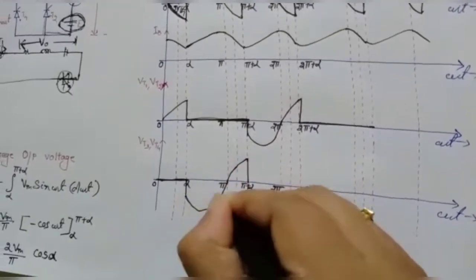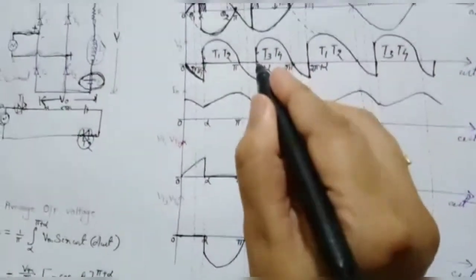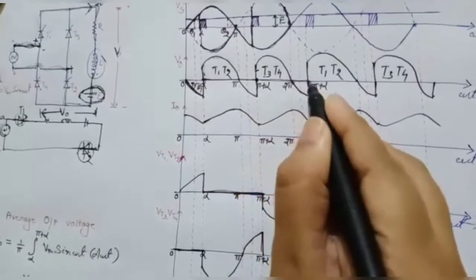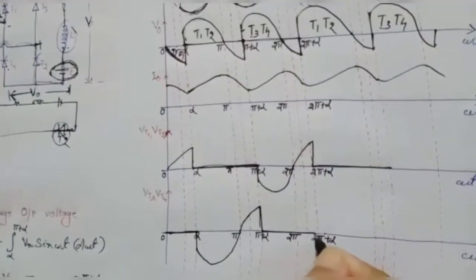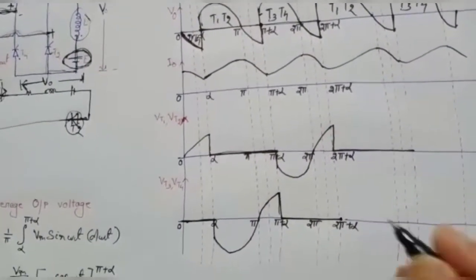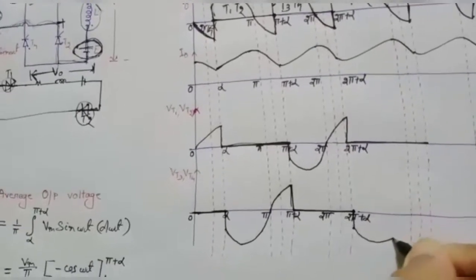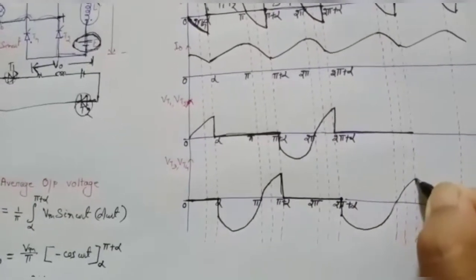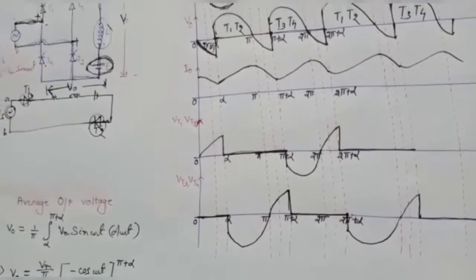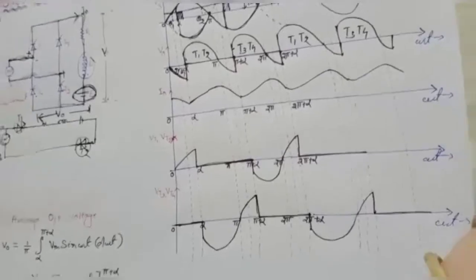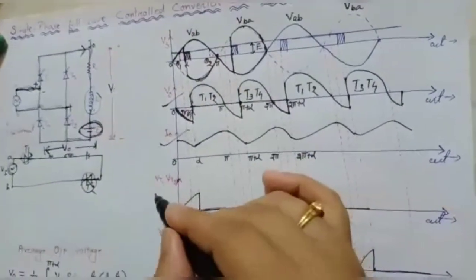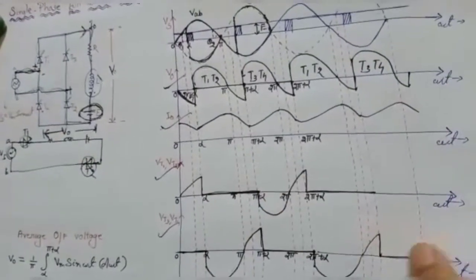It is reverse blocking, forward blocking, and from this point T3 and T4 start conducting up to this point. So up to 2 pi plus alpha it is conducting, means its voltage must be 0. Again reverse blocking, again forward blocking. So this is the voltage of T3 and T4. So now we studied about V0, output voltage, output current, and voltage across the devices in this case.